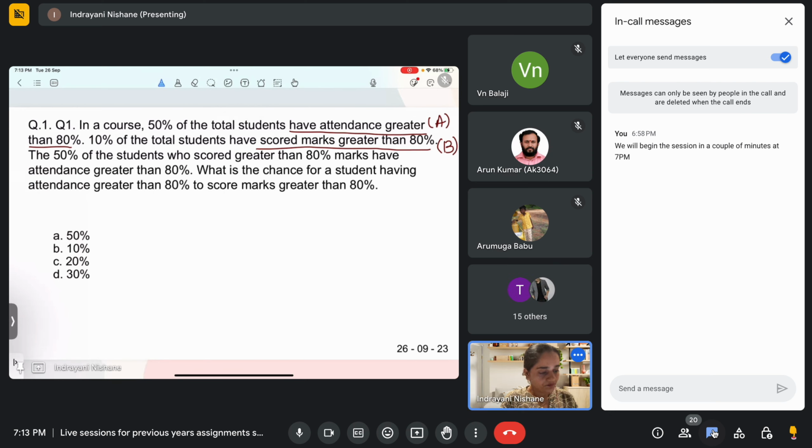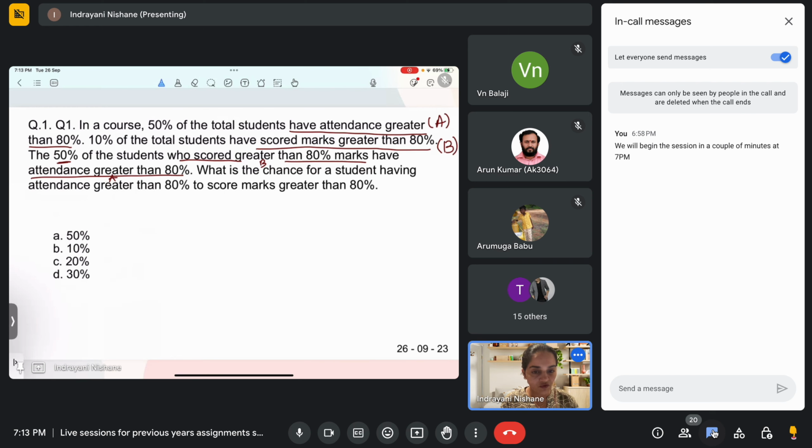Now it says 50% of the students who scored greater than 80%. So scored greater than 80% is condition B. Those who scored greater than 80% already have attendance greater than 80%, which is A. So that means this 50% of the students.